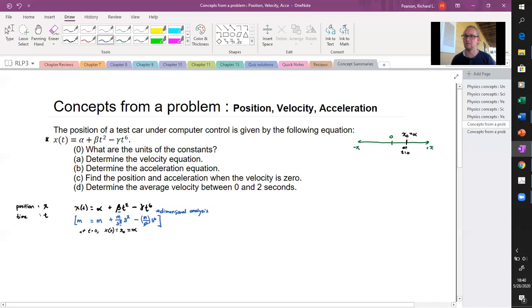It doesn't matter what the value is right now. What does matter is that we've established that if these things have a value, have a number, have some amount, that they're going to have units of meters per second squared for beta and meters per seconds to the 6th for gamma. Okay. I guess I'll make this point too.